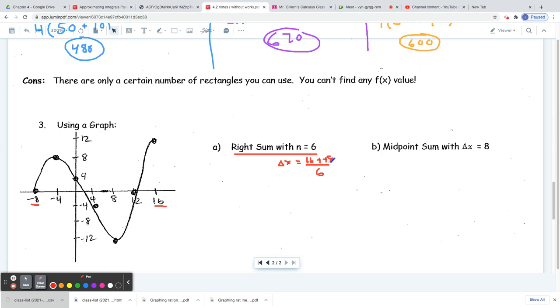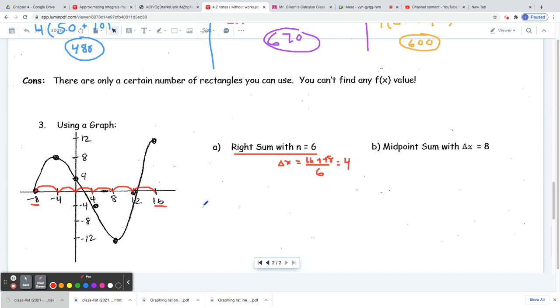So double negative there. So that's 24 over 6, which is 4. So delta x is equal to 4 in this case, right? So we go from there to there to there to there to there to there. And there's our 1, 2, 3, 4, 5, 6. First rectangle starts at -8, finishes at -4, -4 to 0, 0 to 4, so on and so forth.